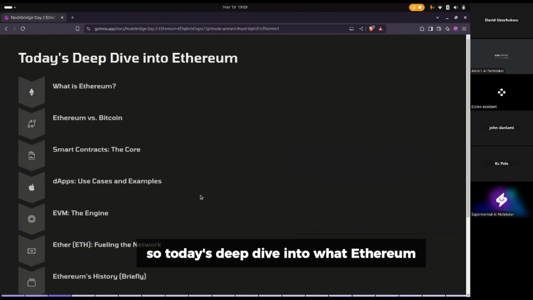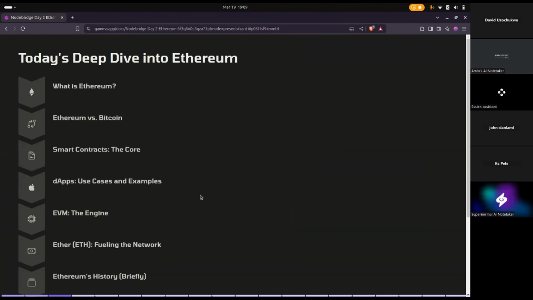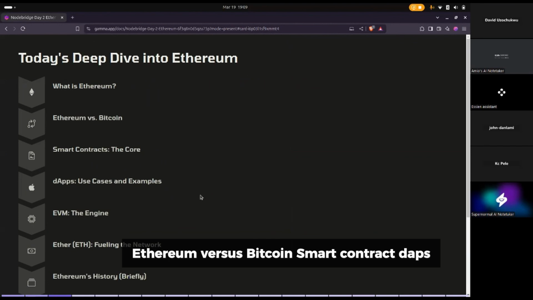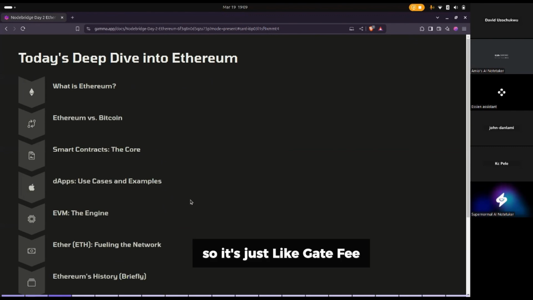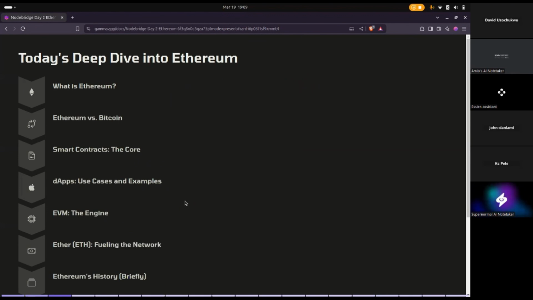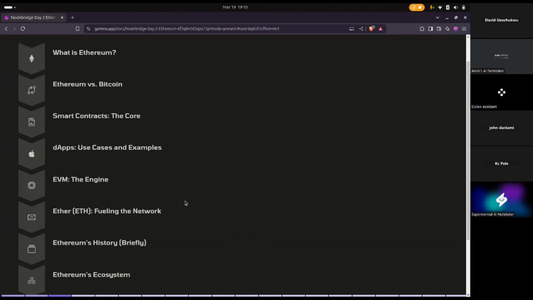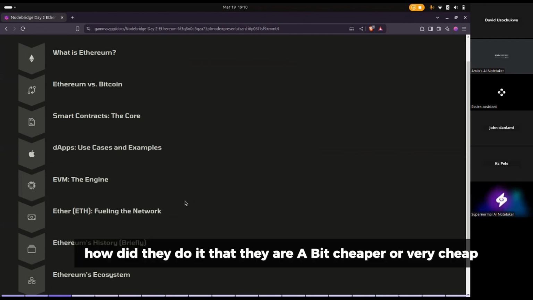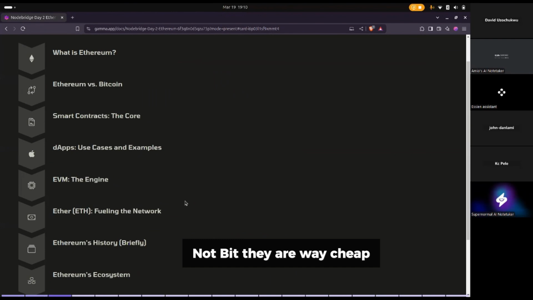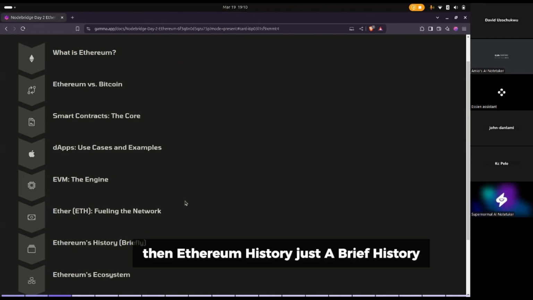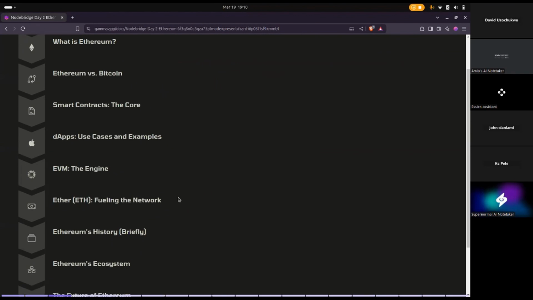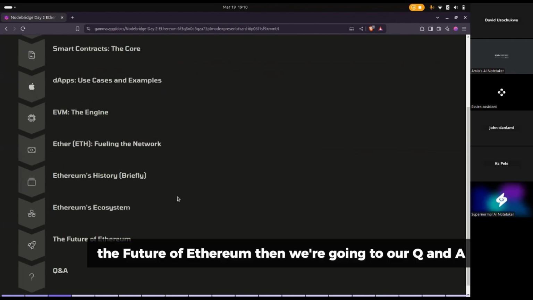Today's deep dive is into Ethereum. We'll be looking at what Ethereum is versus Bitcoin, smart contracts, dApps, the EVM, the engine, and Ether, the fuel for the network. It's just like a gate fee. I'm sure some of us are in Lagos. When you get to a toll gate, you have to pay a fee. We'll explain that, and why sometimes Ethereum fees can be so high, and why we have layer 2s. What's the difference? How did they do it that they are way cheaper? Then Ethereum history, just a brief history, and Ethereum's ecosystem, the future of Ethereum.